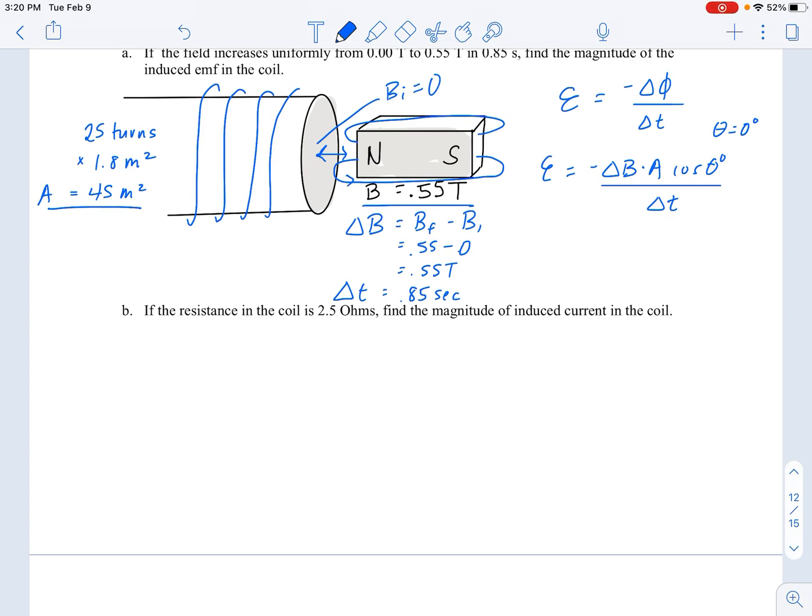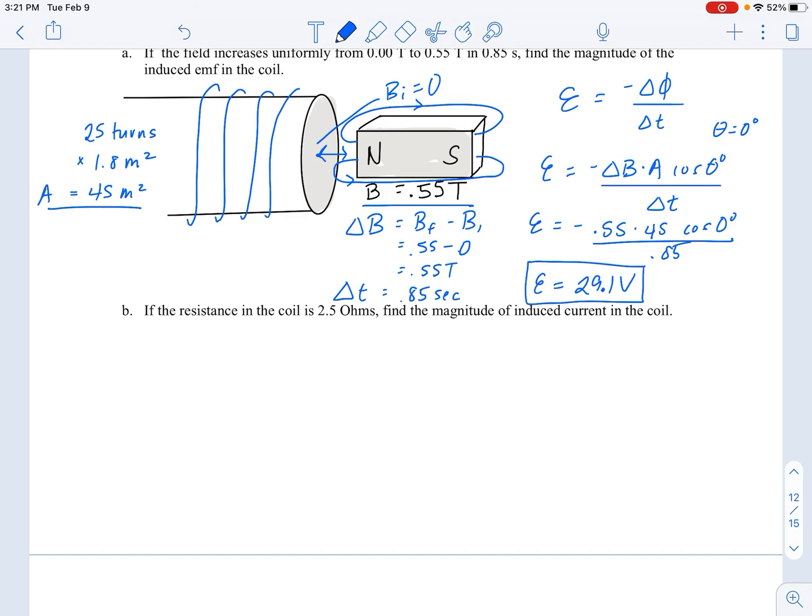Now we're going to get different signs of EMF depending on whether we're putting the north end into the coil or taking it out of the coil. Okay, but let's compute the amount of EMF first. So we're going to take negative delta B, which is 0.55, times the area, which was 45, times the cosine of 0, which is 1, over delta t, which is 0.85. So I get an induced EMF of 29.1 volts.